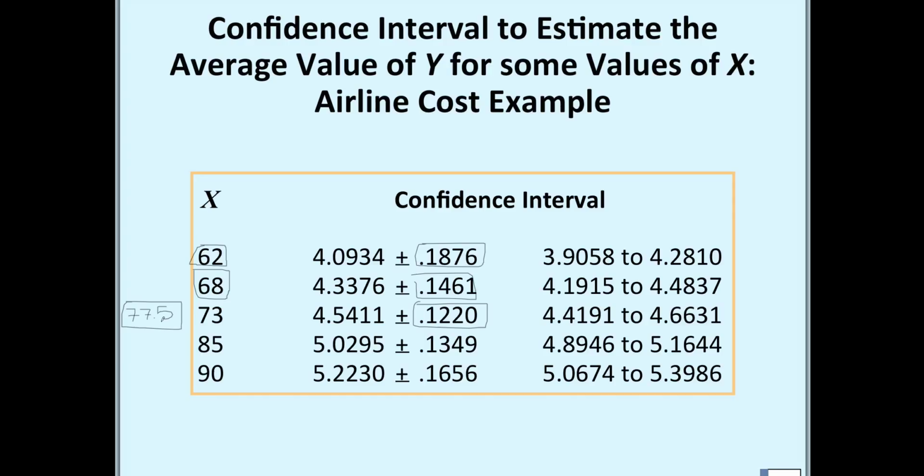73 is even closer to 77.5. That's why it's decreased again. 85 is further away in comparison to 73. 85 is 7.5 units more than 77.5, but 73 is only 4.5 units less than that. That's why it started increasing. So that's always the case. The closer you're to the mean, the more sure you are about your prediction.